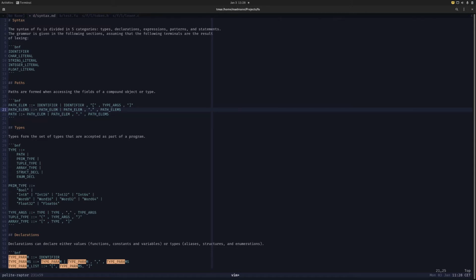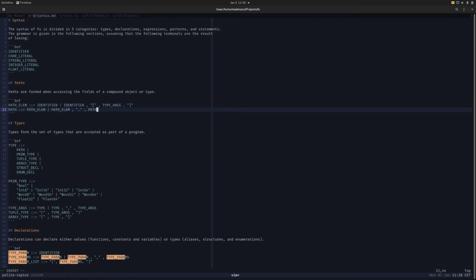So if you look at this, you're thinking, yeah, maybe we should actually merge the two. So what I can do is very simple. I can say, well, the path is just a path element or a path element followed by another path. And that works just as well.